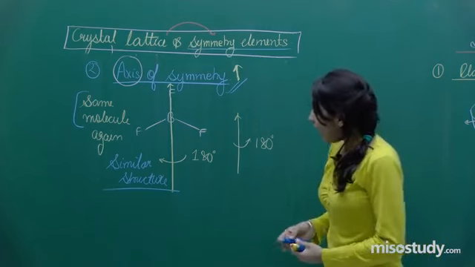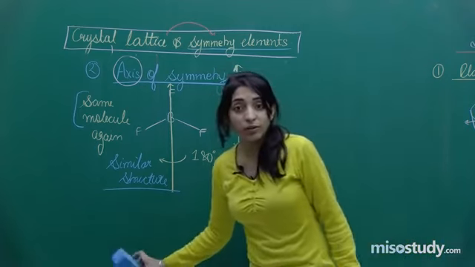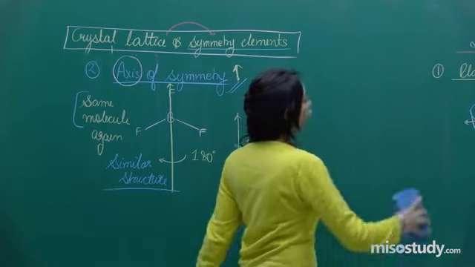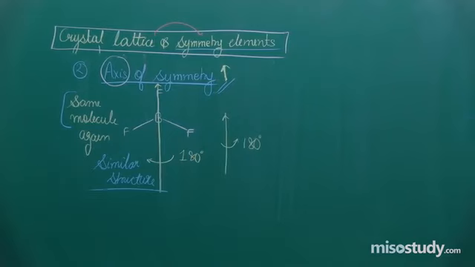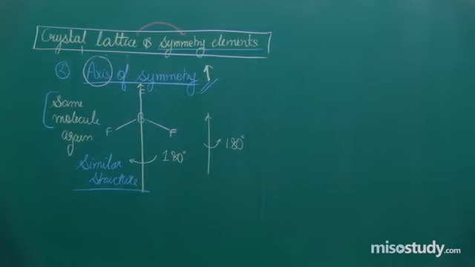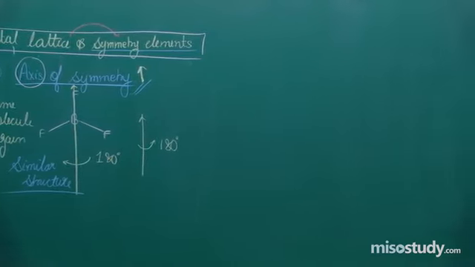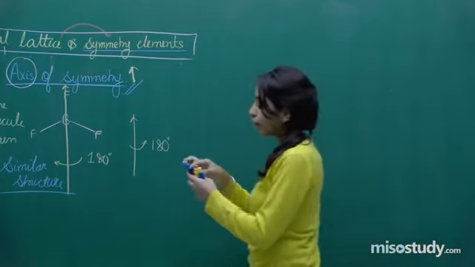Having done with the axis of symmetry, now I should be moving on to the third symmetry element, and this third symmetry element is known as the center of symmetry.